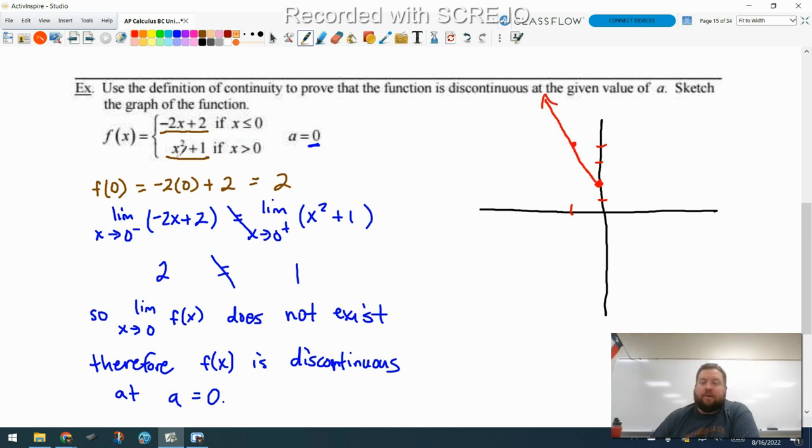Then I'm going to plug in 0 down here, and I get positive 1, but it's an open circle because it's not equal to there. And then I'm just going to plug in a couple numbers. If I plug in 1, I get 2. If I plug in 2, 2 squared is 4, plus 1 is 5. So 2, 5. And this is a parabola, so it's going to go like that. And you can see that it is a jump discontinuity between those. That's why the limit doesn't exist there.